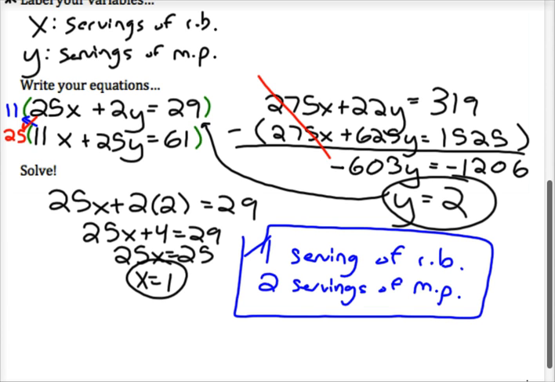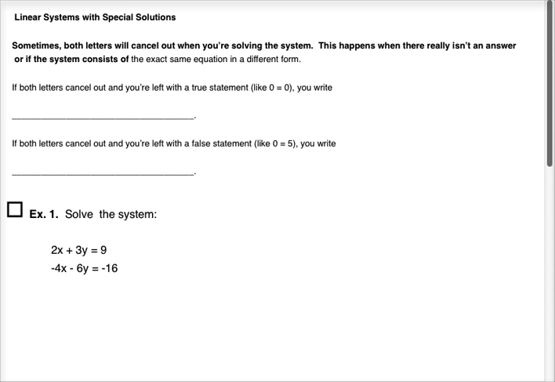So I just have one more concept I would like to share with you in this video before we wrap up. There are special cases. What I mean by special cases is sometimes when you're solving, the variables will both cancel out. When they both cancel out and you're left with a true statement, you guys know that means there's infinitely many solutions. When the variables cancel out and you're left with a false statement, that means no solution.